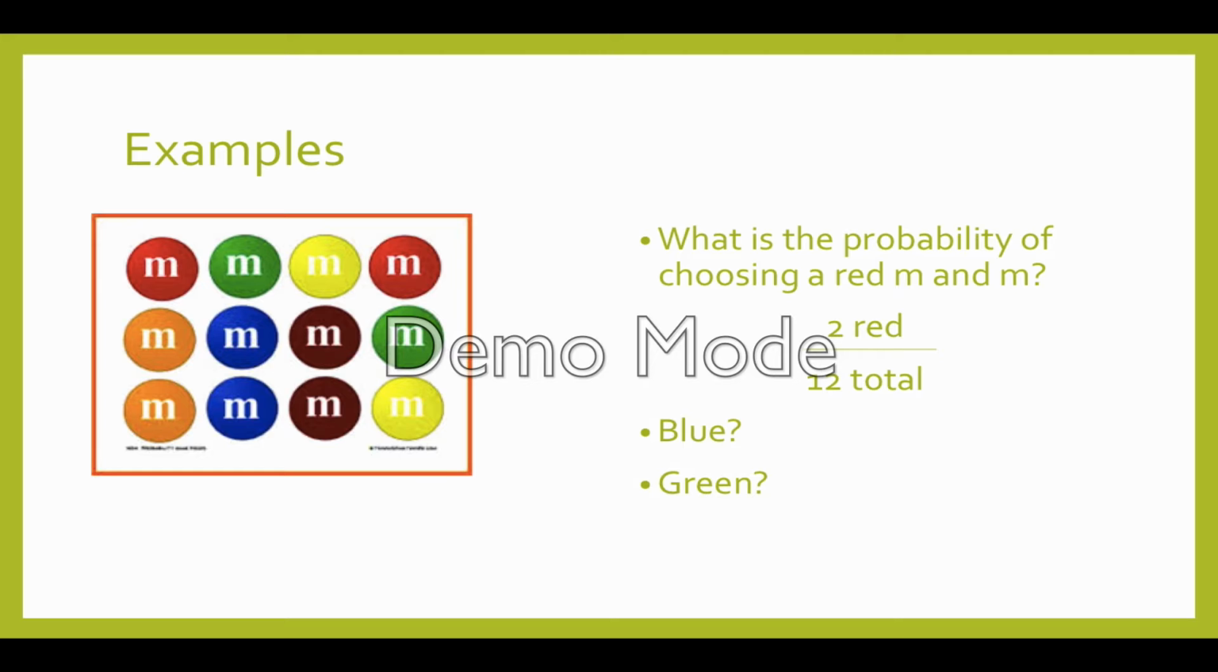What about the probability of choosing a blue M&M or a green M&M? So let's count. 1, 2 blue M&Ms over the total of 12 M&Ms. 2 over 12 again. And for the green, 1, 2 green M&Ms over the total of 12 M&Ms. So 2 over 12 a third time.